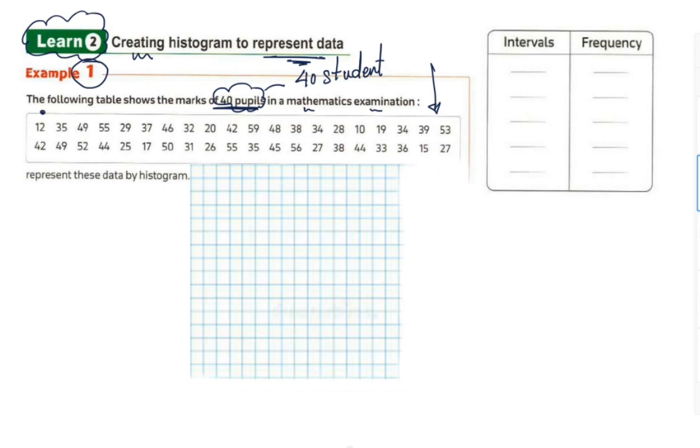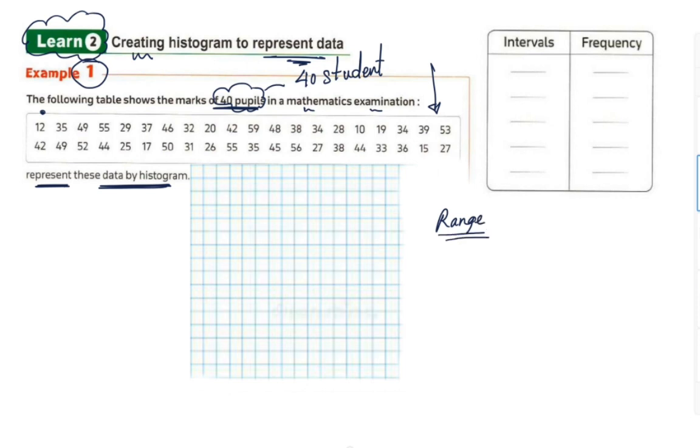Okay. Now, how many people? 40. And these are all the marks of the exam. Where is the question? The question is: represent this data by using a histogram. To use a histogram to represent this data, there are some concepts you need to know. First concept: range.